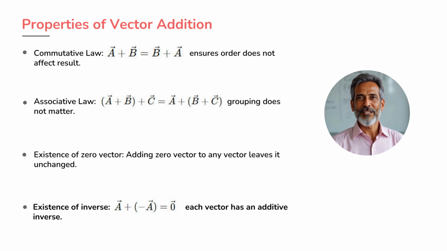There's also the zero vector or additive identity. Adding a zero vector to any vector leaves it unchanged. So, vector A plus vector 0 equals vector A. Finally, each vector has an additive inverse. Meaning if you add vector A and its negative vector minus A, the sum is the zero vector. So, vector A plus minus vector A equals zero vector. Imagine these properties as the rules that keep vector addition consistent and reliable. Just like rules in cricket or traffic, without them, things would get confusing. These laws also allow us to manage vectors easily in more complex problems.